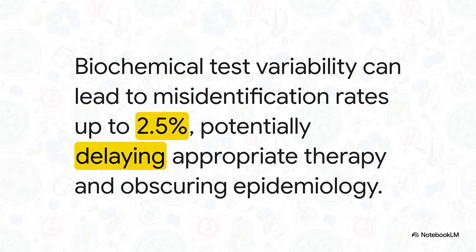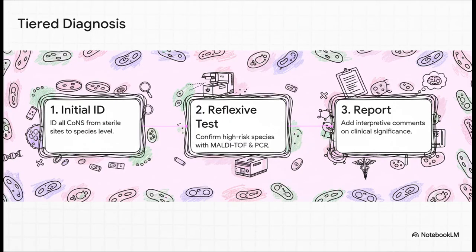Now, a 2.5% misidentification rate might not sound like a lot, but in a busy hospital, that translates to real patients potentially getting the wrong treatment. It means we're kind of flying blind, unable to properly track the spread of the superbug and protect our most vulnerable patients. So this is how we fight back.